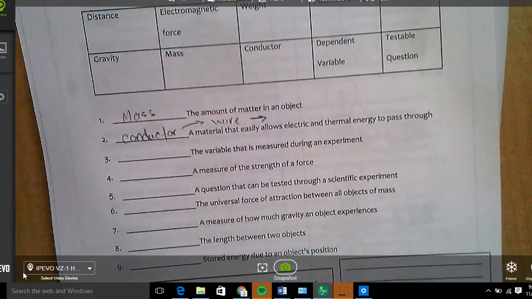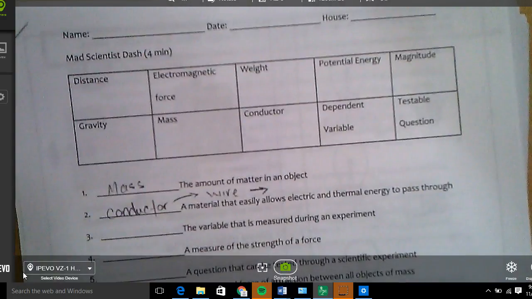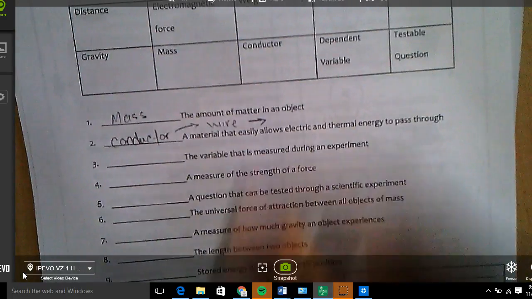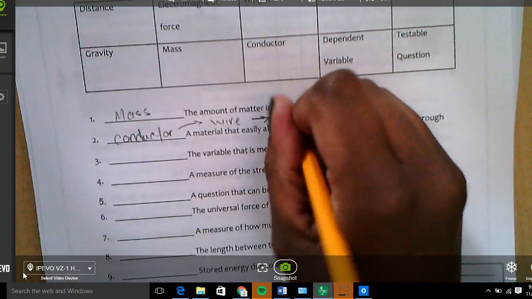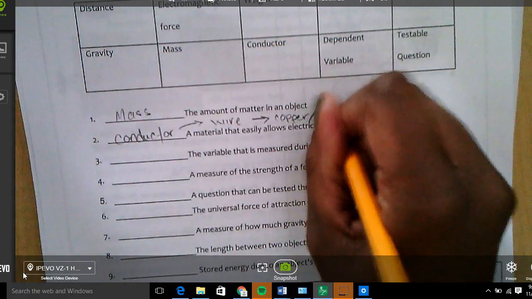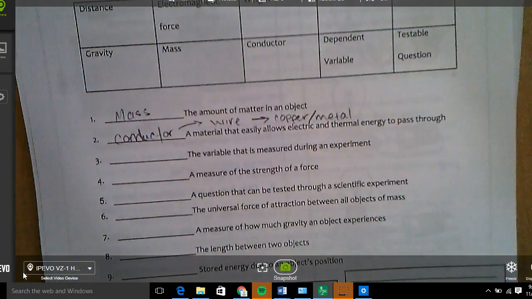And these wires are typically made of what material? Copper, metal. Make your paper not rubber. Rubber would be an insulator.